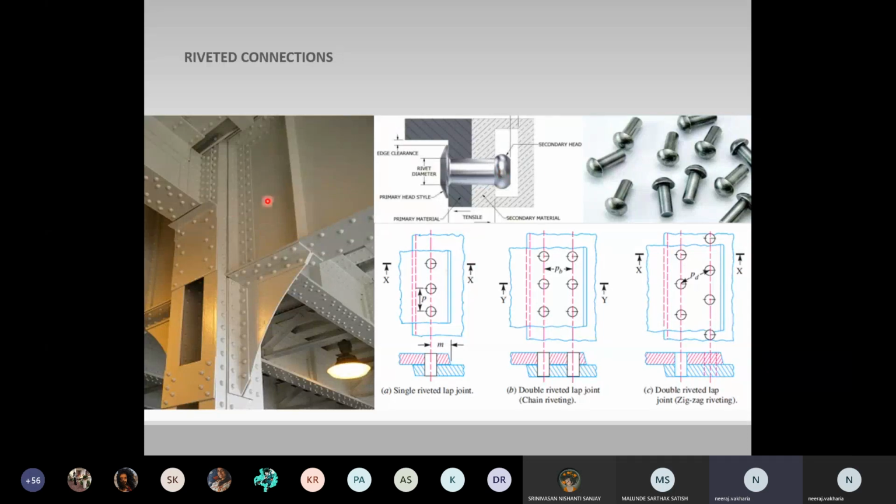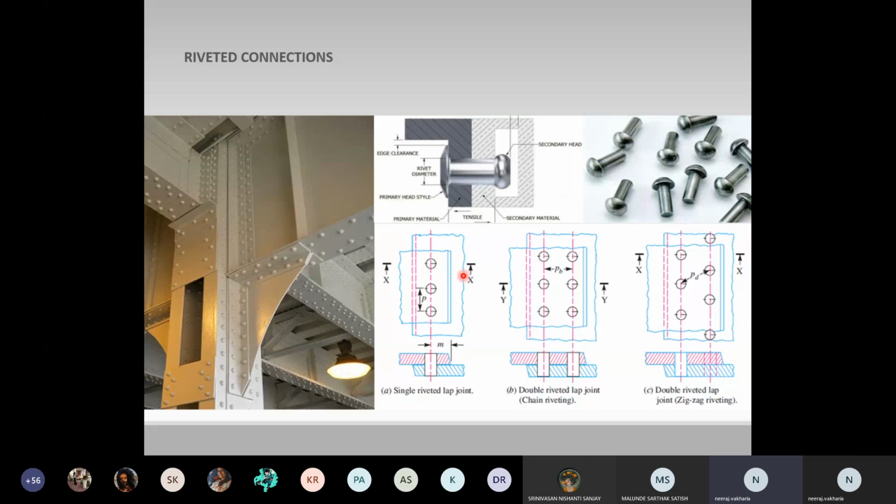As you can see in this image, these are the rivets being placed to connect. This is a built-up section. So there are metal plates which are connected with each other on site, and since the size is very large, they are not created in the workshop or factory.